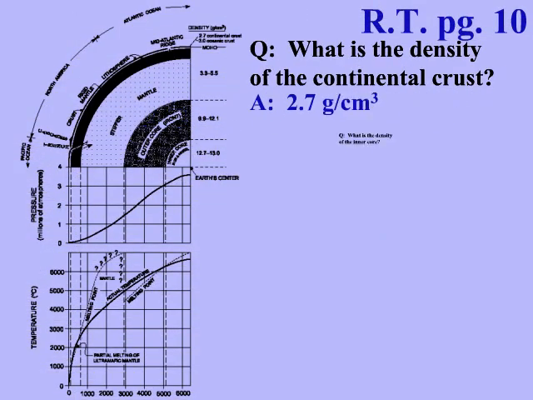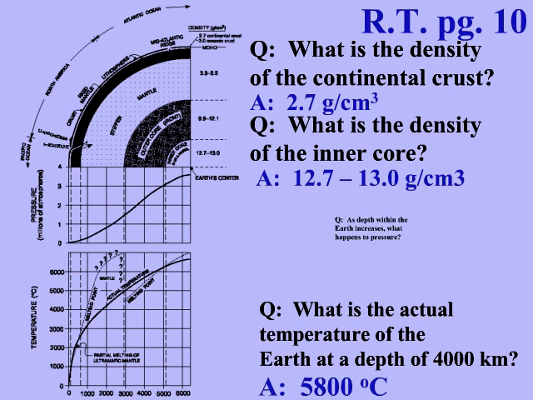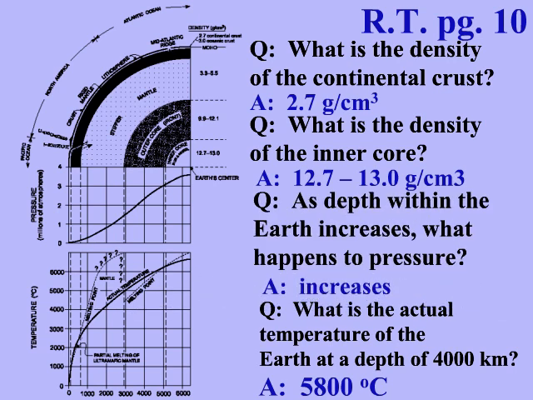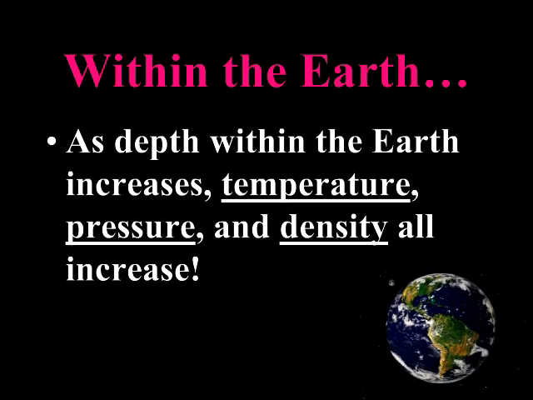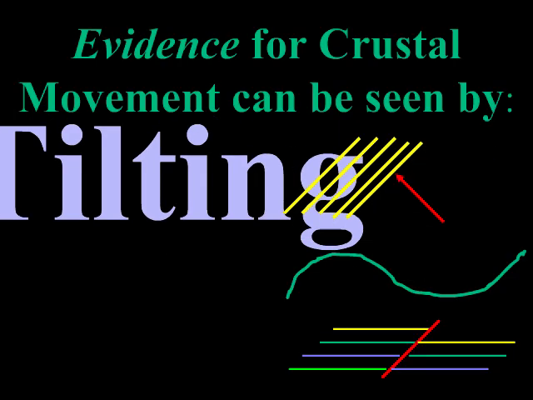Okay, so this is your reference table, page 10, and you can see how it shows you the different layers of the Earth, and on the right it tells you their density. So for example, we can see that the density of the continental crust is 2.7 grams per cubic centimeter. The density of the inner core is about 12.7 to 13 grams per cubic centimeter. So what we learn is that within the Earth, as you go deeper and deeper, temperature will increase, pressure will increase, and density will also increase.